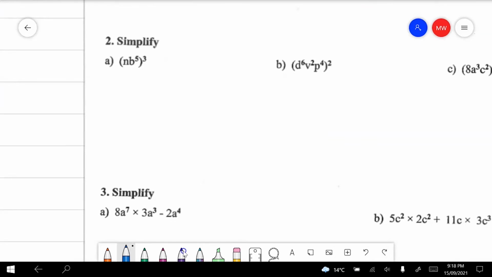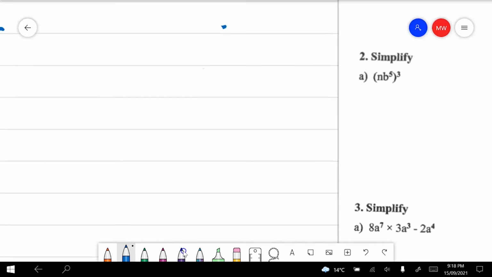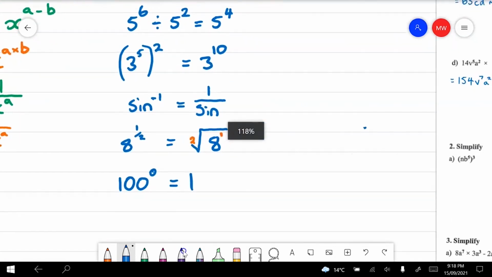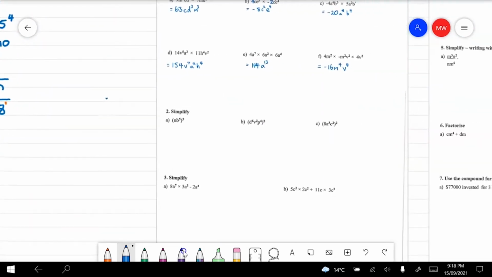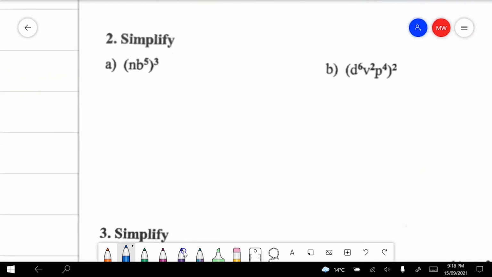Alright, in question 2, I'm simplifying, but this time I'm simplifying ones with brackets. So if I go over and have a quick look at my rules, remember that's rule number 3 there. So that little 3 that's sitting over here on the edge, it applies to everything in the brackets, and this is not something that we talked about earlier. So remember there's a little 1 over the top of the n, so we have to multiply them together. So n to the 1 becomes n to the 3, because we've got 1 times 3, and then we've got b to the 15, because we've got 5 times 3.